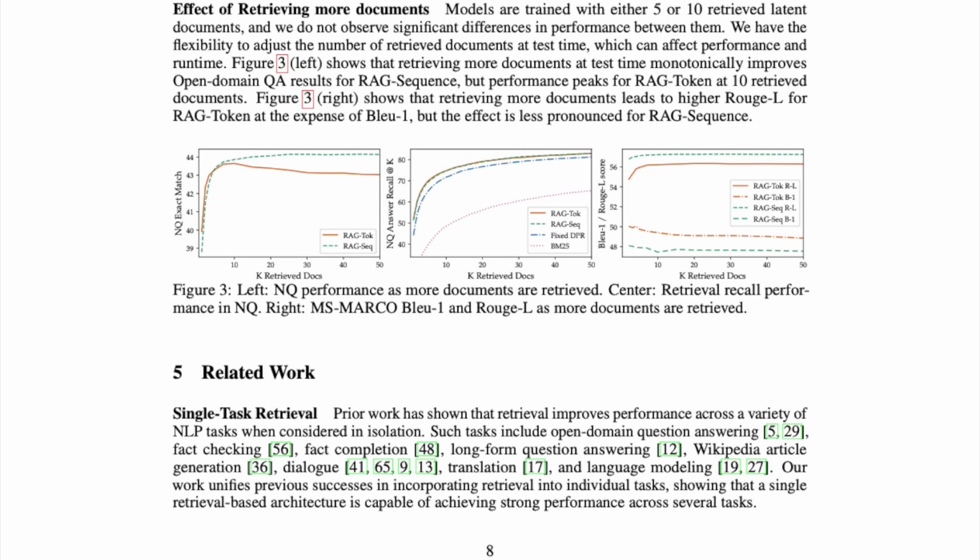5. Related work. Single-task retrieval. Prior work has shown that retrieval improves performance across a variety of NLP tasks when considered in isolation. Such tasks include open domain question answering, fact checking, fact completion, long-form question answering, Wikipedia article generation, dialogue, translation, and language modeling. Our work unifies previous successes in incorporating retrieval into individual tasks, showing that a single retrieval-based architecture is capable of achieving strong performance across several tasks.